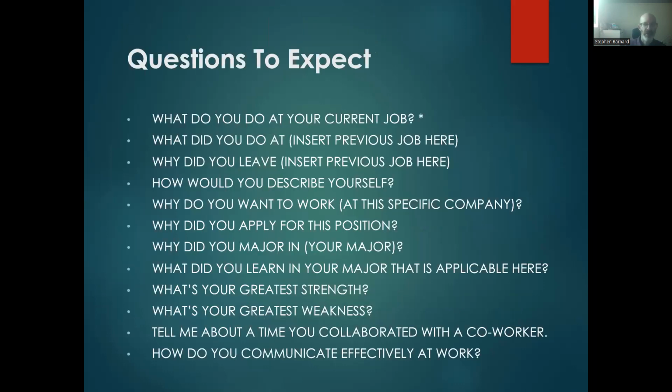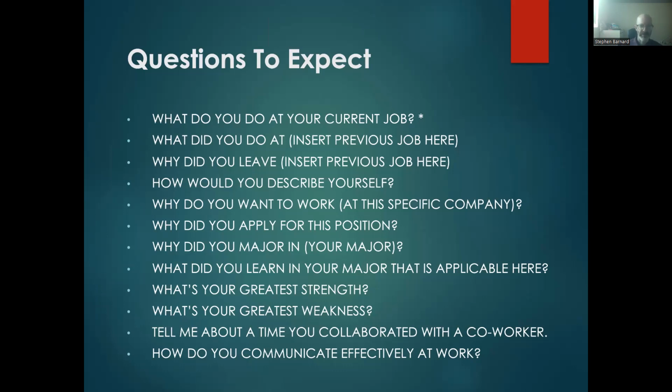Okay. So here are some questions that you should obviously be ready for. What do you do at your current job? What did you do at your last job? Why did you leave your last job? Please do everything in your power to leave every job on a positive note. It's not always possible. But you don't want to answer the question, how did you leave your previous job, with, my boss fired me? It puts you at a great disadvantage, and that could end the job interview.